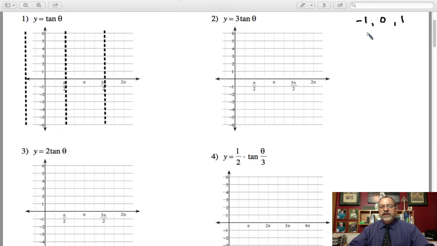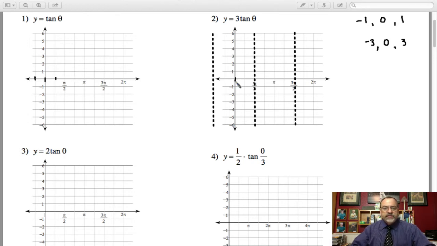So this negative 1 is going to be negative 3. 3 times 0 is still going to be 0, and then 3 times 1 is going to be 3. So these are going to be my points at those intervals rather than the 1 and negative 1. Okay, so we split the first period in half, 0 being there. Here's those in half. Now again, instead of negative 1, I'm at negative 3 because it's been stretched vertically. 0 is still a 0, but the 1 has been stretched to 3.